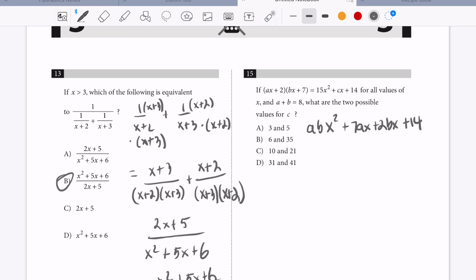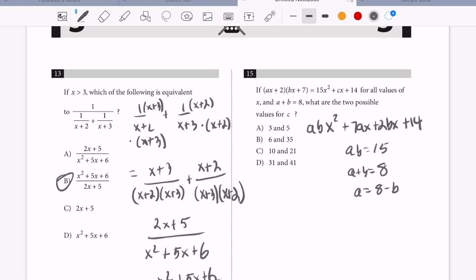So we know that there are two x terms here, so we could say that a times b is equal to 15. And we also know that a plus b equals 8. So let's go ahead and write it as a is equal to 8 minus b. Okay, and now that we have that, let's go ahead and substitute it into our first equation here.